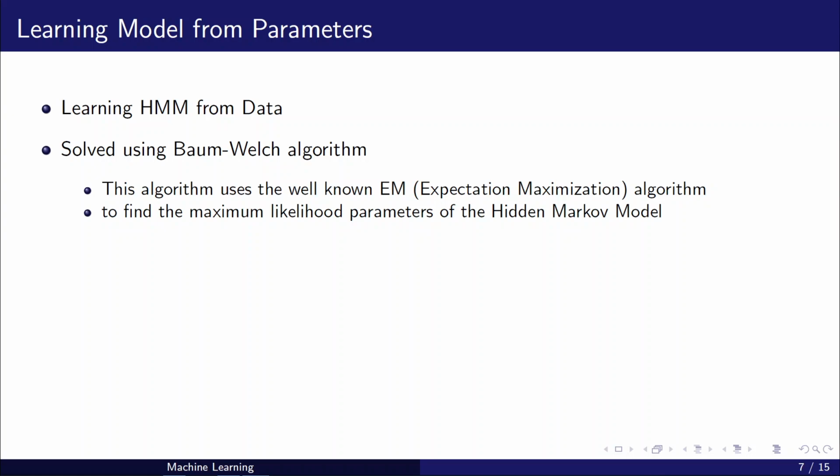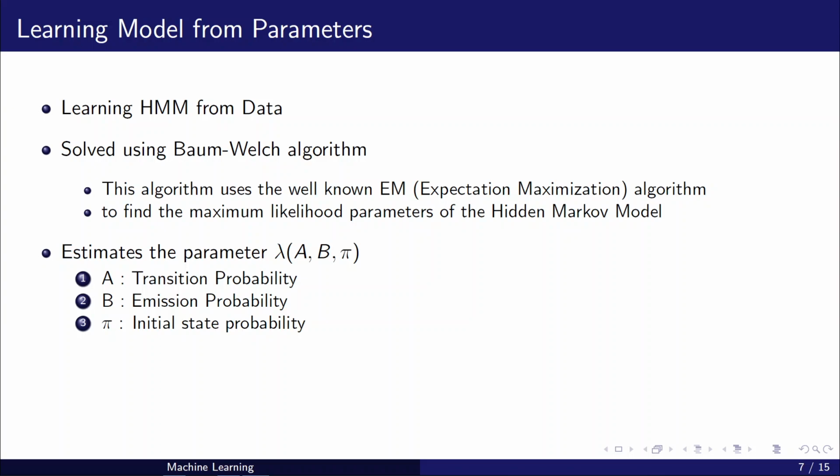So this is the problem of learning a hidden Markov model from data. You will be given observation sequences, that is your data, the observed data. You would like to learn the hidden Markov model, meaning that you would like to learn its parameters. The parameters are A, B, and pi. A is the transition probability, which is the transition from one state to another among the hidden states. B is the emission probability, which can be observed, and pi is the initial state probability. A, B, pi together we usually represent as lambda, which are the parameters of a hidden Markov model.